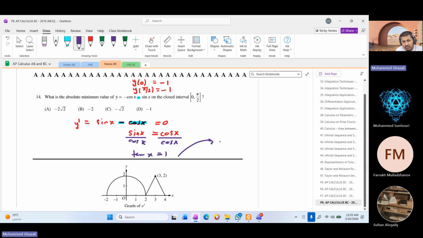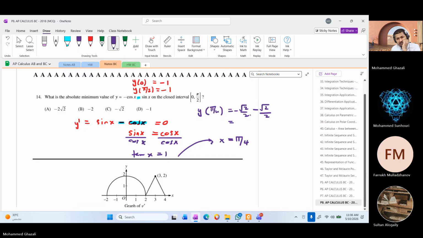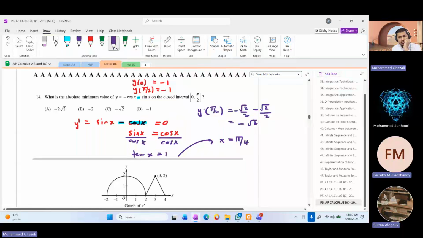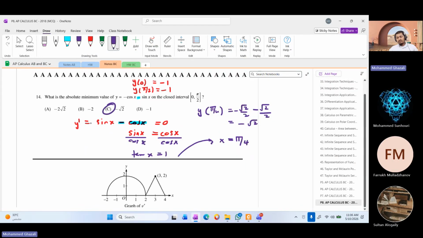When is tan of x equal to 1? When x is 45 degrees, or pi over 4. Now let's substitute y of pi by 4 into the original equation. This is negative root 2 over 2, and negative 2 over root 2, so it's just negative root 2. So which one is the absolute minimum from all of them here? Is it C, negative root 2? Perfect.